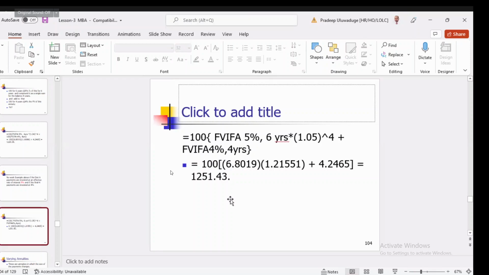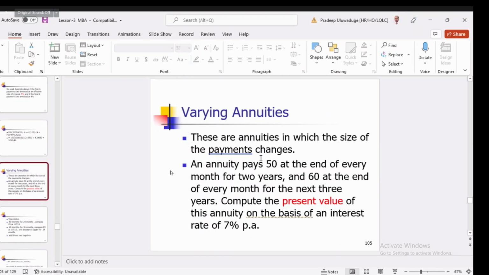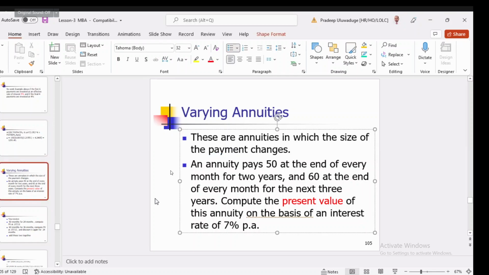Then varying annuities. These are annuities in which the size of the payment changes. An annuity pays 50 at the end of every month for 2 years, and 60 at the end of every month for the next 3 years. Compute the present value of this annuity on the basis of an interest rate of 7% per annum. So how are we to handle it?